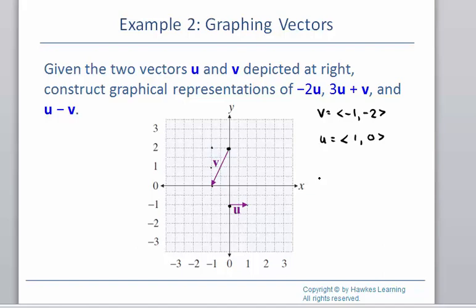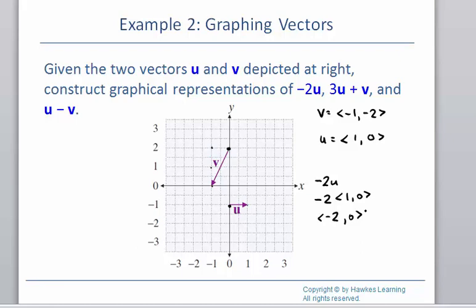Okay, so first we want to find negative 2 times u. So essentially what we're going to do is take negative 2 and multiply it by our component representation for u. And we'll basically just distribute that negative 2 through that bracket. So negative 2 times 1 is negative 2. Negative 2 times 0 is 0.